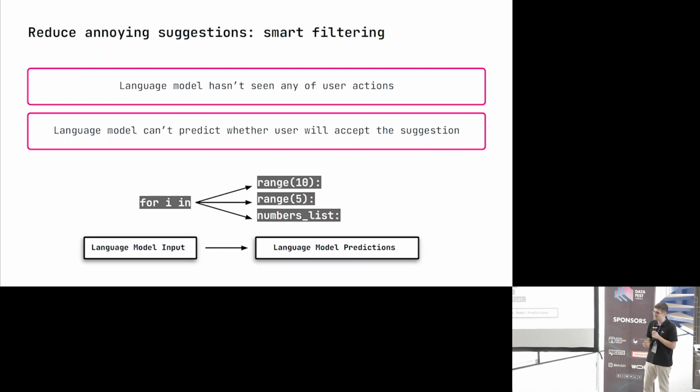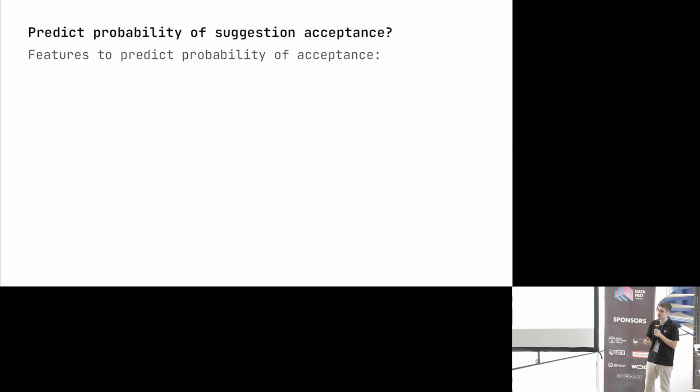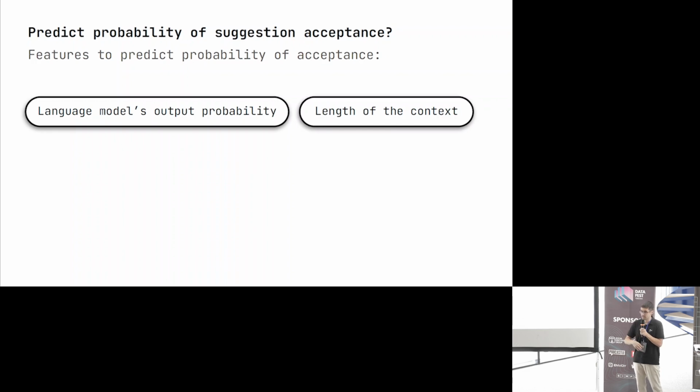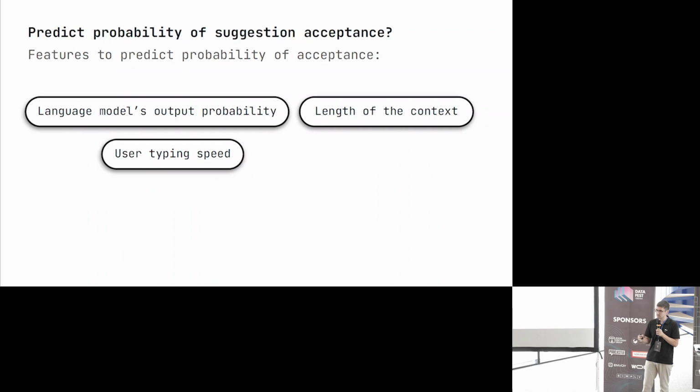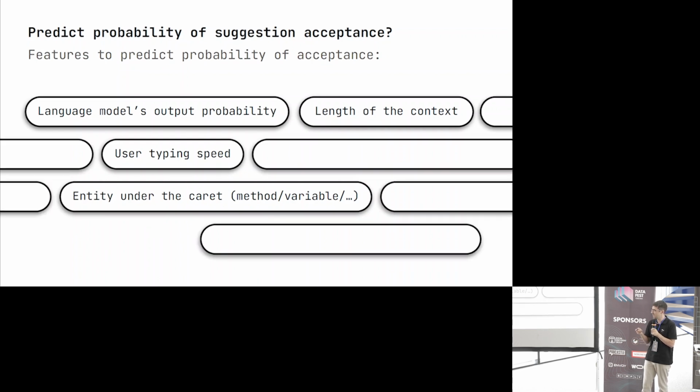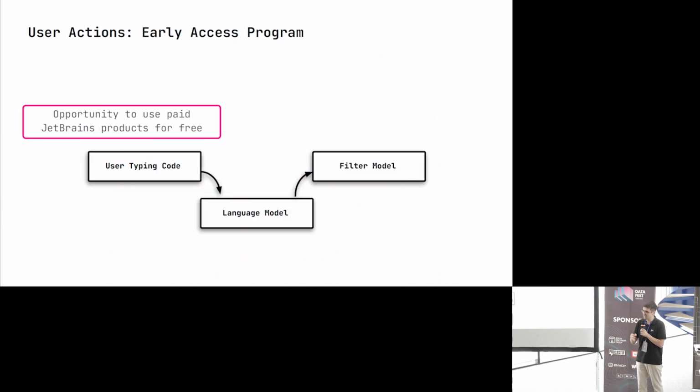However, what we can do instead is train another model to predict the probability of accepting the suggestion. And as features for this model, we'll use, of course, the language model's output probability. We'll use the length of the context, as well as the length of the suggestion. We'll use user typing speed. We'll use the entity under the caret, whether it's a method, variable, class, whatever, and a lot more features. And for the data set, we'll use the early access program again.